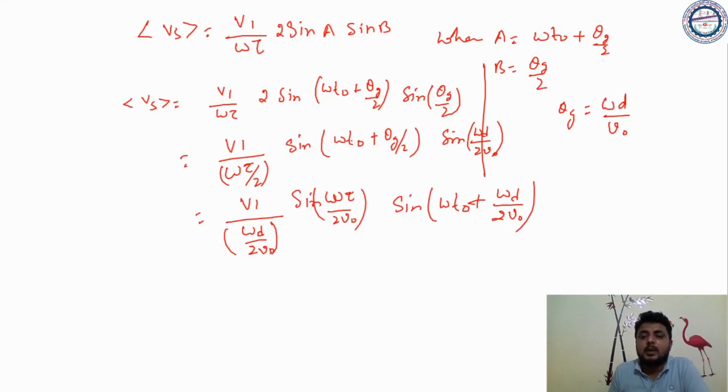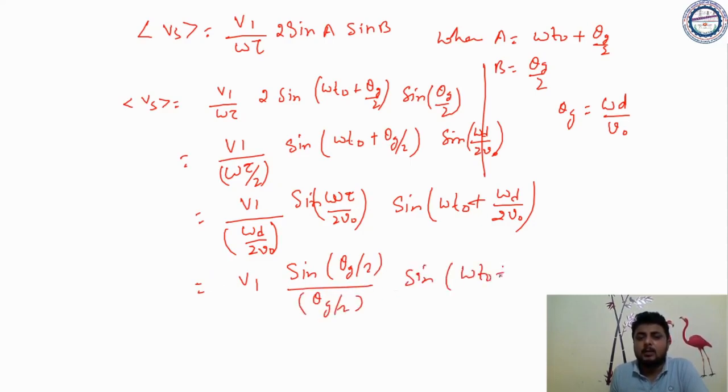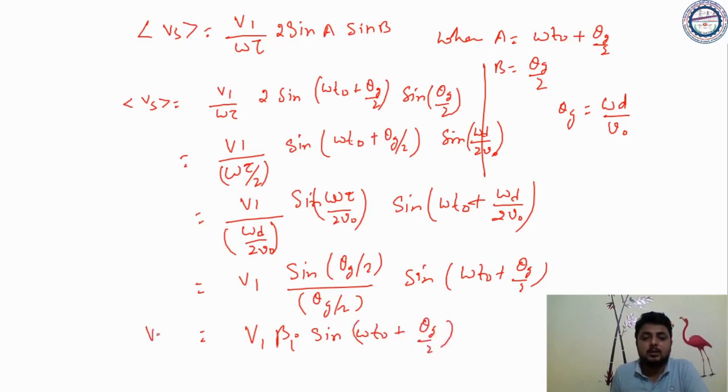Okay, no problem. So now we can see here that sin theta by theta is nothing but a sampling function. This can be written as b1 into sin(theta g by 2) divided by (theta g by 2), into sin(omega t naught plus theta g by 2). This first term you just assume as beta I. This is also called the beam coupling coefficient. So this is b1 into beta I into sin(omega t naught plus theta g by 2). This is our assumption.